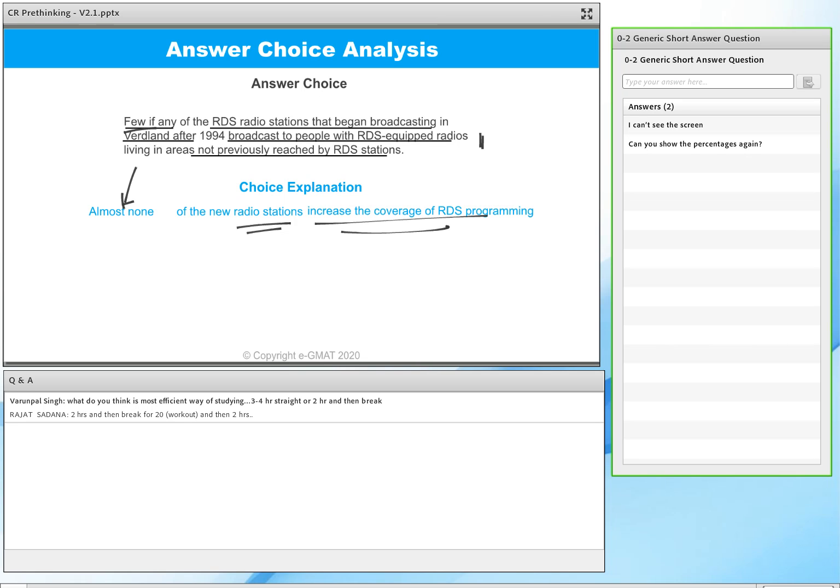Can I show the percentages again? I will show the percentages after I go through this choice explanation. First of all, can you see how this complex, crappy looking statement translates to this simple statement? Can you see that? Yes. Essentially, what we are saying is almost none of the new radio stations increase the coverage of RDS programming.